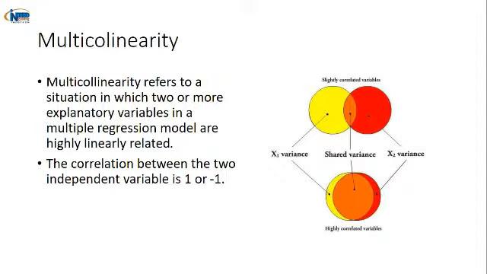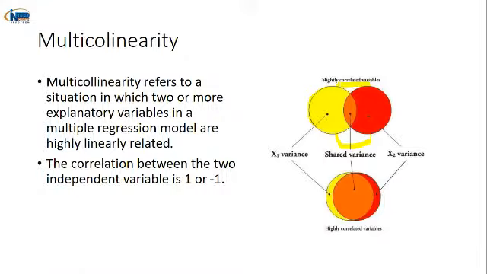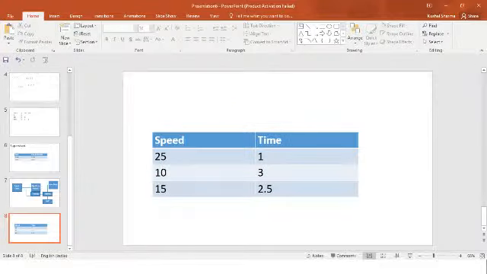This is another part. Multicollinearity means, here you can see that there is a yellow box and there is a red box, and they are overlapping, so there is a section here which is overlapping between them. This overlapping section denotes the multicollinearity. I will explain what this means. Let's say speed and time. Speed is the input and time is the output. Simple, right? Speed is the input and time is the output.